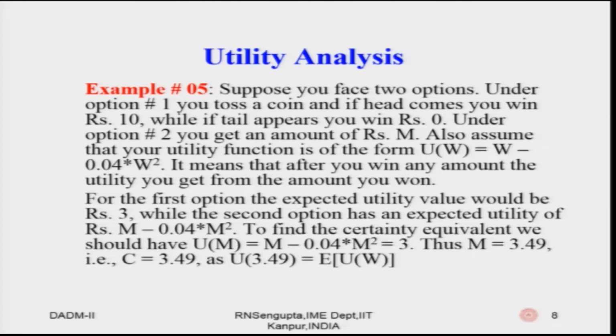Now, the first question was a gamble, the second was a certainty value m, and the third piece of information given to us is the utility function, which is w minus 0.04 into w square. It means that after you win any amount, the utility you get from that amount is calculated based on this utility function. So, for the value of m, the utility would be m minus 0.04 into m square. That would be multiplied by 1 because of the certainty equivalent, giving the expected value of the certainty equivalent, which is U of m.